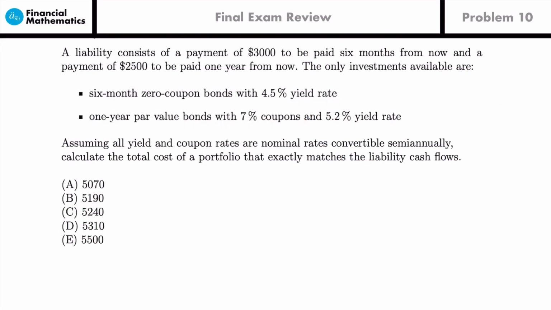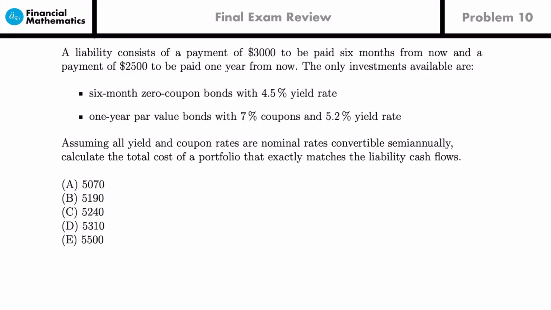Here we have problem 10. A liability consists of a payment of $3,000 to be paid 6 months from now and a payment of $2,500 to be paid 1 year from now. The only investments available are 6-month zero-coupon bonds with a 4.5% yield rate and 1-year par value bonds with 7% coupons and a 5.2% yield rate. Assuming all yielding coupon rates are nominal rates convertible semi-annually, calculate the total cost of a portfolio that exactly matches the liability cash flows.